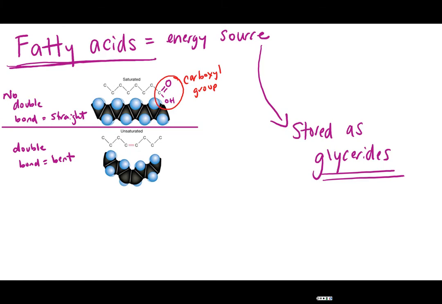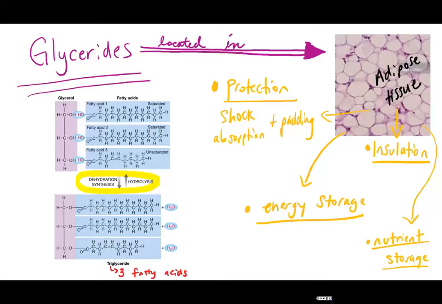and the double bond between the carbons will give a little bend in the shape of the molecule, and that bend is significant. Your unsaturated fatty acids are oils, they're liquids at room temperature, while your saturated fatty acids are semi-solids at room temperature, so they are the fats. Now, when your body has extra fatty acids, you will store those as the glycerides. And our glycerides are those molecules that are actually found in that adipose tissue.